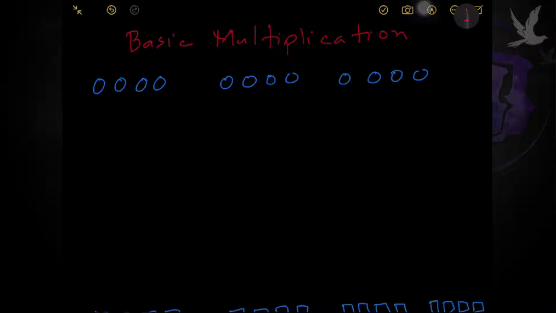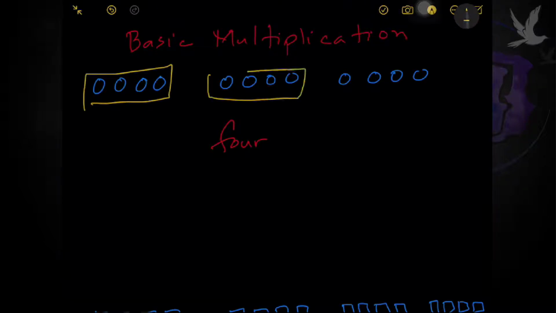If you can see here, we have groups of circles. We have three groups of circles, and in each group, we have four. Four circles in each group. And if you notice that there are three groups, like what I've mentioned, we have one, two, three, which means there are three groups of fours.